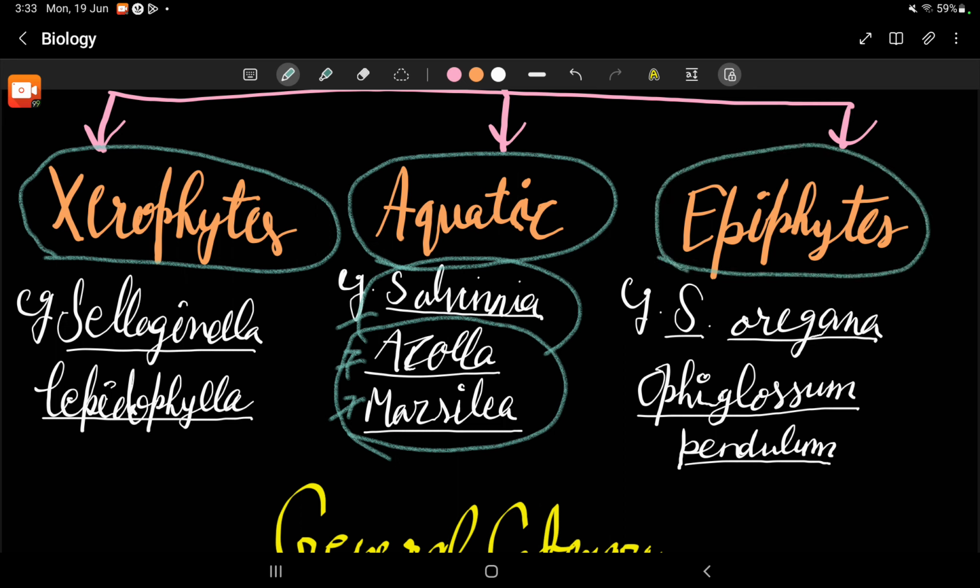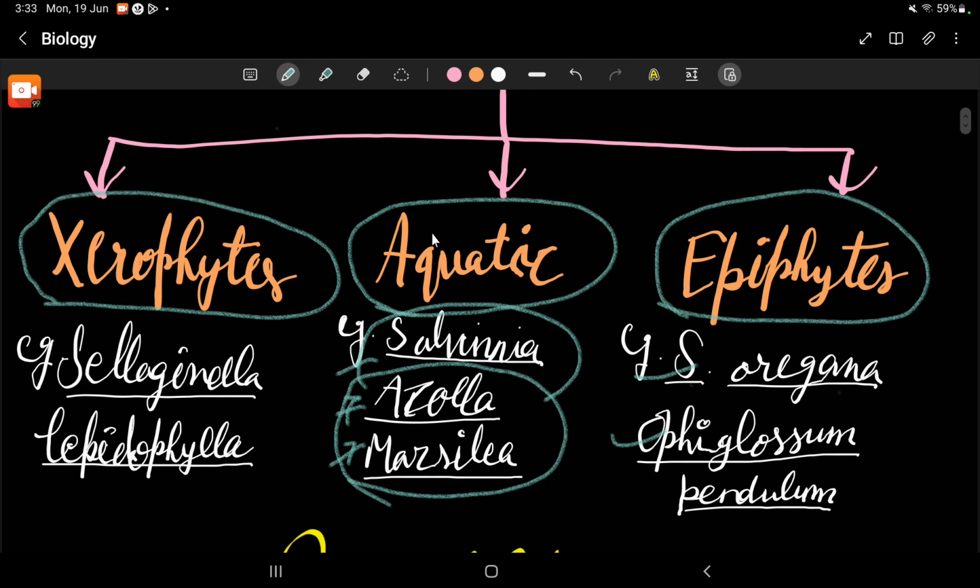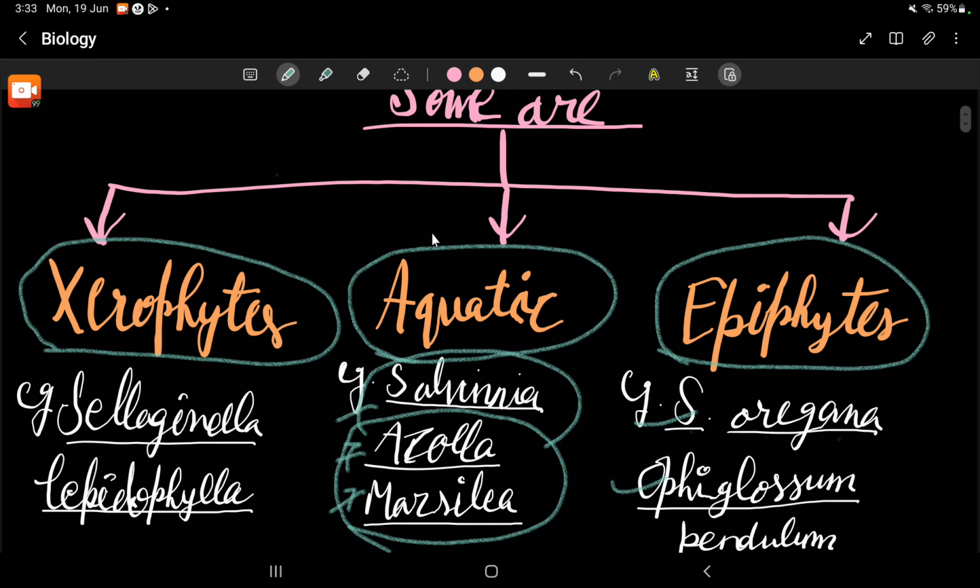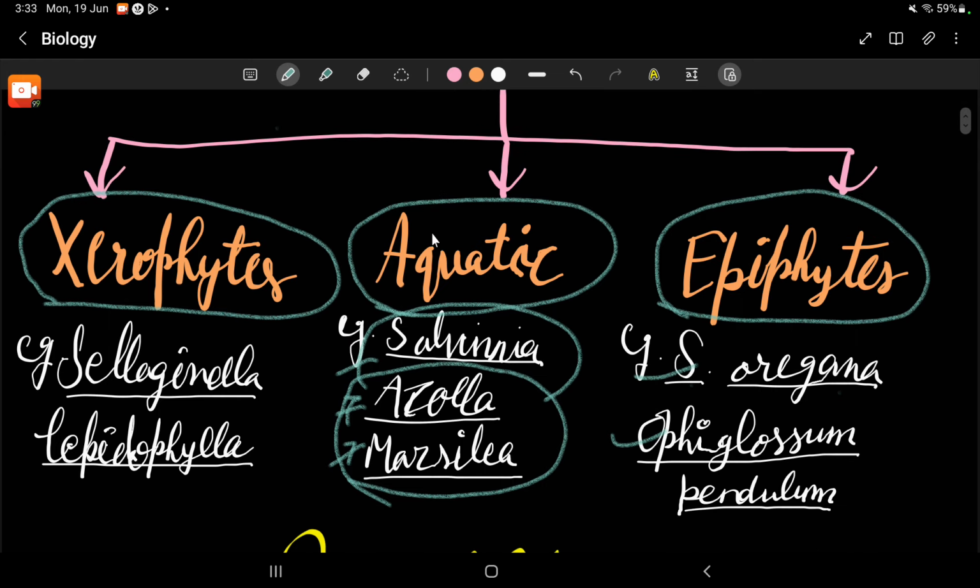Epiphytes: Selaginella oregana and Ophioglossum pendulum. These are two examples of epiphytes. Question asked: who are aquatic pteridophytes? Choose the aquatic pteridophyte or xerophyte or epiphyte.